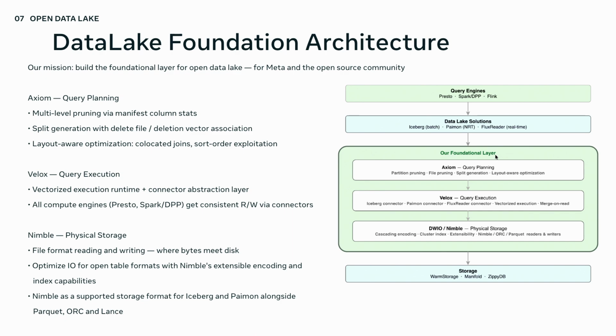The last layer, the bottom layer, is the storage layer. We use Nimble for the physical data storage, and we can leverage Nimble's extensive encoding and index capability to optimize the physical I/O performance of open table file formats. And Nimble is fully open source, so our goal is to position Nimble as one of the supported open file formats for those open table formats, other than Parquet, ORC, and the like.